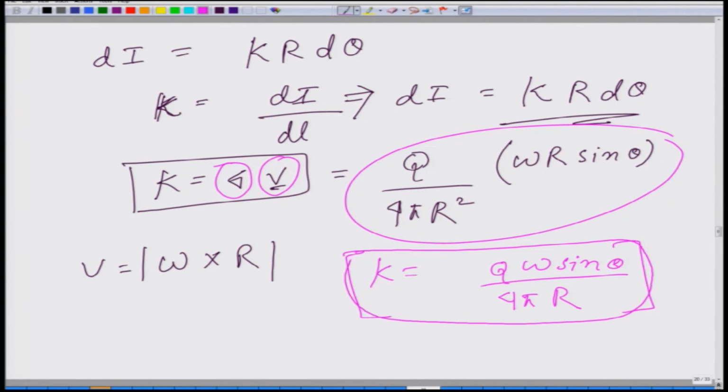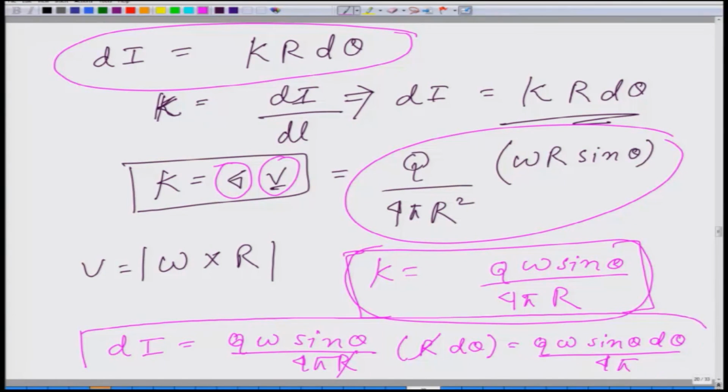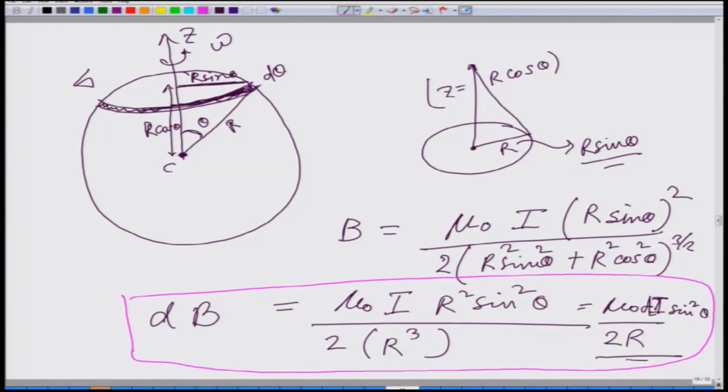Now, using this value of k in the expression for dI, I get dI equal to q omega sin theta by 4 pi r, and then r d theta. So, r will cancel and I get q omega sin theta d theta divided by 4 pi. This is for the elementary current that is there in this ring. Let us now use this in the expression for the dB that I have here.